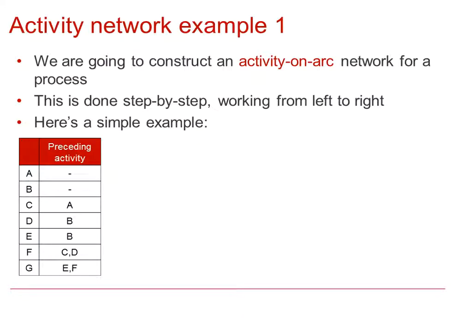So let's construct an activity on arc network for a process. This is done step by step, working from left to right. Let's start with a simple example. We would start with the source node, and we'll label it 1. A and B have no preceding activities, and therefore the arcs representing A and B can both start at time 0. And we'll put an arrow on to show that those activities are progressing.